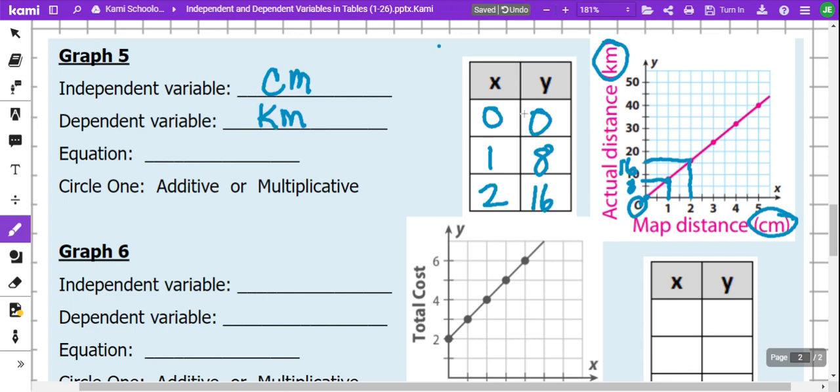So it looks like there's nothing added, 0 to 0, there's no adding, so we have a multiplicative rule, and it looks like it is multiplying times 8. So 8 times x equals the output of y.